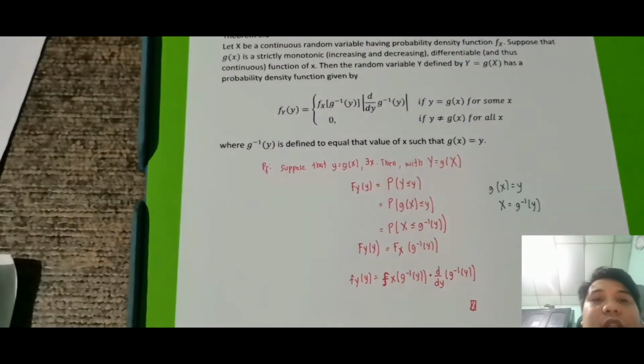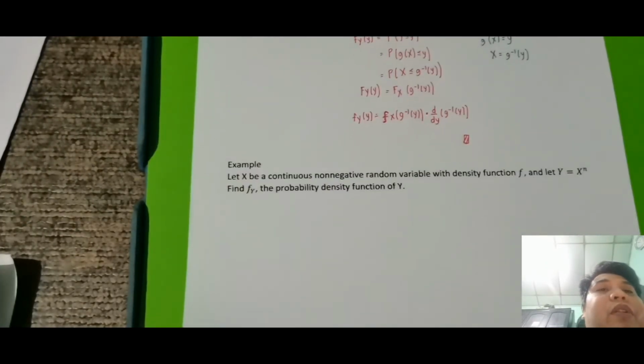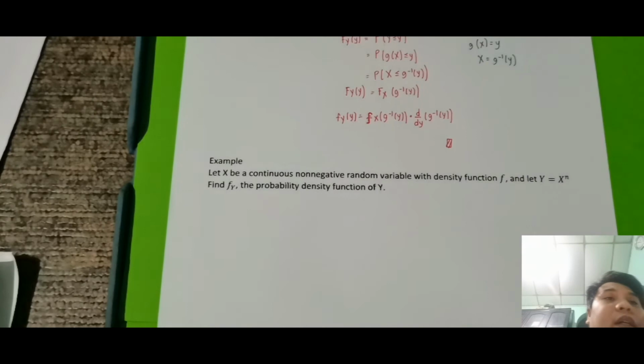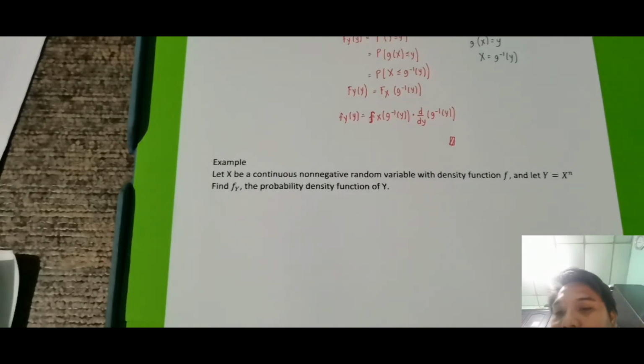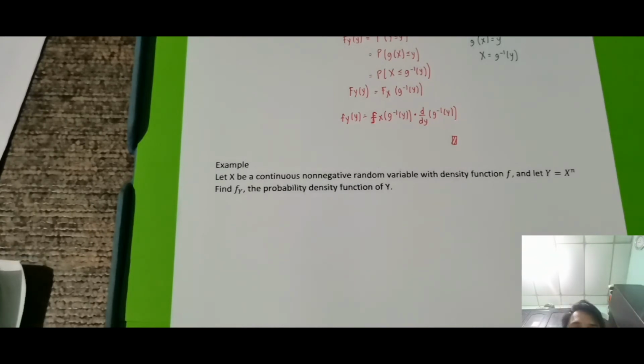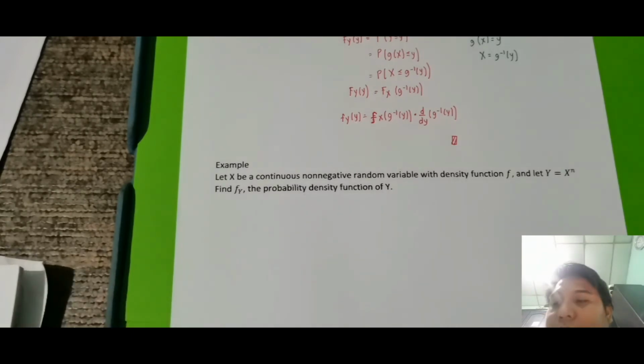Okay, so let's continue. Example: let x be a continuous non-negative random variable with density function f. And let y equal x raised to n. So find f sub y, the probability density function of y. That is what we need to find. Although we already know our first method, let's use the method given by theorem 9.1.